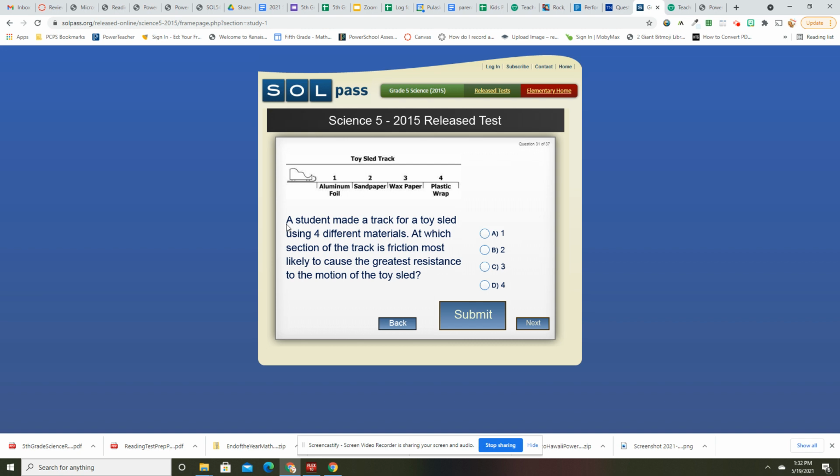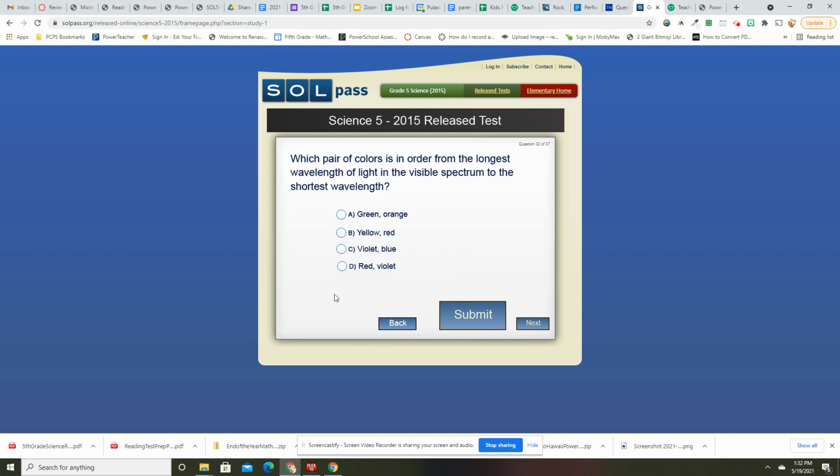A student made a track for a toy sled using 4 different materials. At which section of the track is most friction most likely to occur to give more resistance? So what is harder for something to go across? Well, that would be sandpaper. So that would be 2. Which pair of colors is in order from the longest wavelength to the shortest? It would be red and violet. Red is the longest, violet is the shortest.